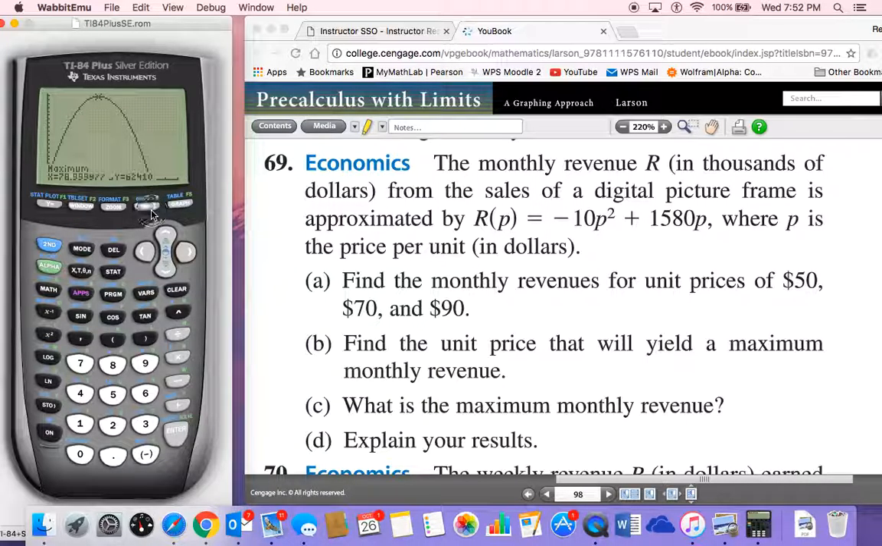All you have to do, hit trace, key in 50, enter. And at 50, your Y value is $54,000. That means that when the unit price of whatever you're selling here, it's a digital picture frame, that's what you're selling, if your digital picture frame is $50, you will be making $54,000.